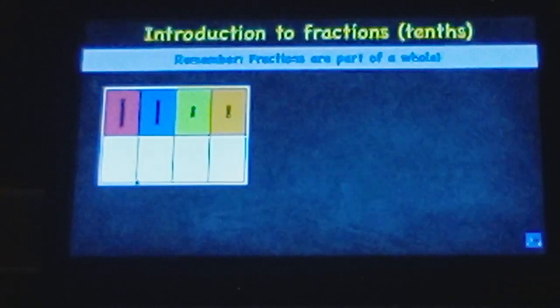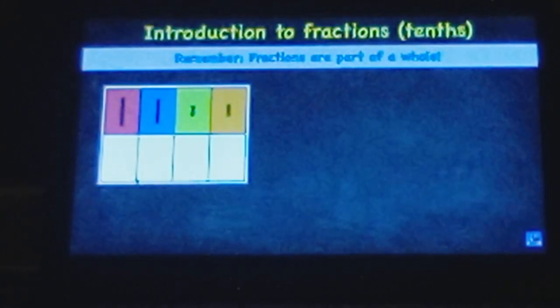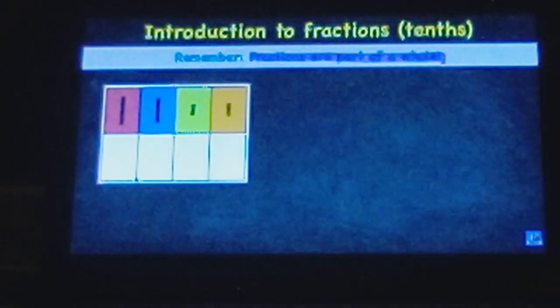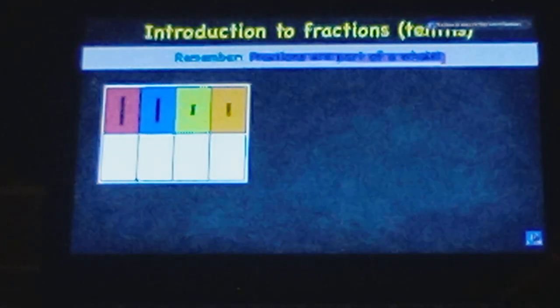Okay, well, what do we need to remember today? We need to remember that fractions are just part of a whole. So what does that mean? Well, we can look at it like this with our place value chart.